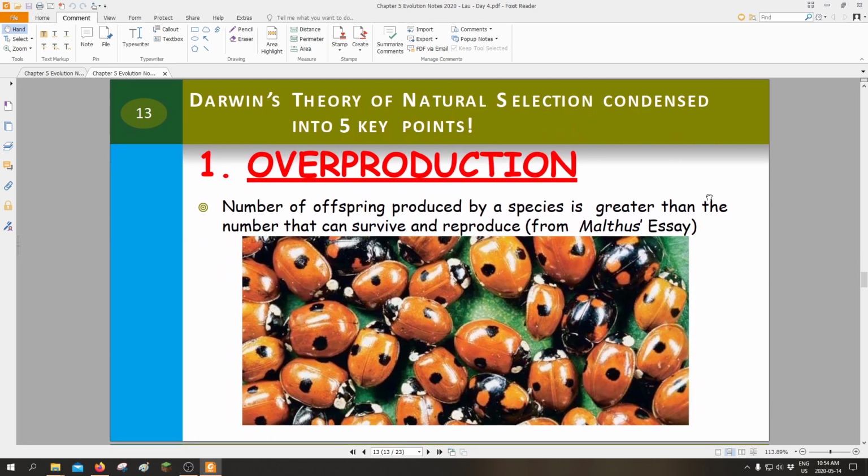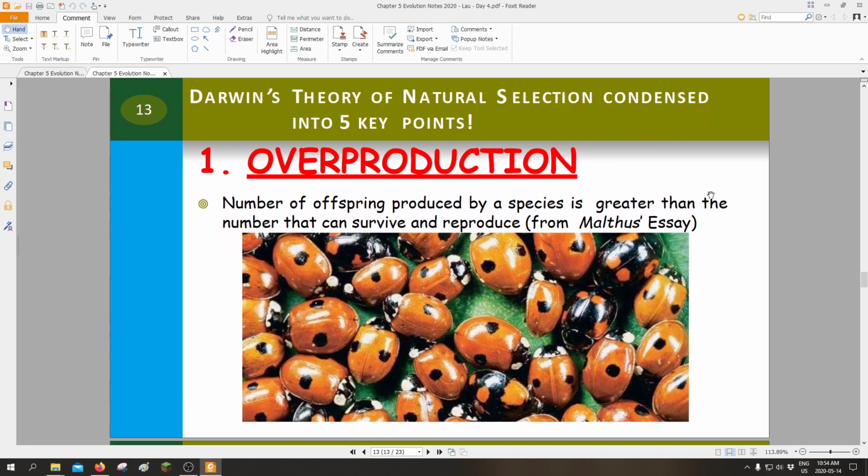So what are some key points of Charles Darwin's theory of natural selection? Number one, from Malthus's essay, he knows that there's going to be overproduction of offspring, right? The number of offspring produced by a species is greater than the number that can survive and reproduce. You only have so much food for all the different offspring.